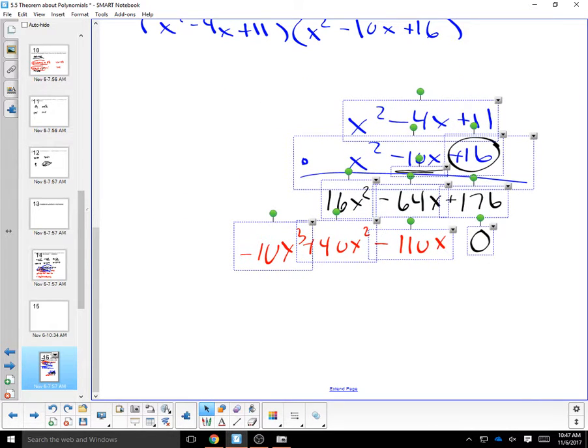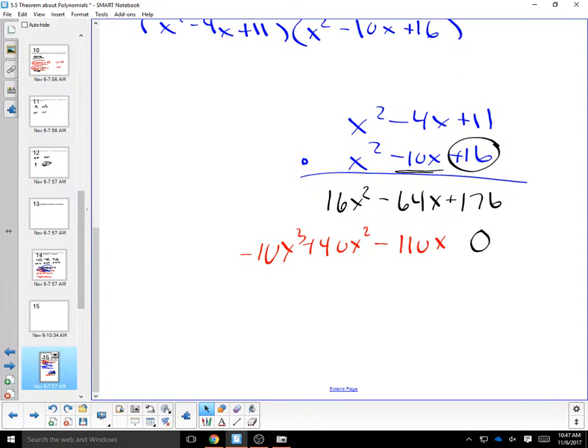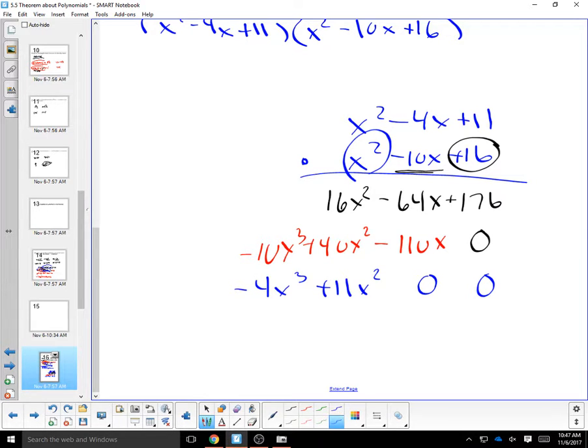I need some space. Okay, 2 zeros for place value now. Now we're going x squared, so this should be a positive 11x squared. That should be negative 4x to the third. And then we should get positive x to the fourth. Let's add them up.